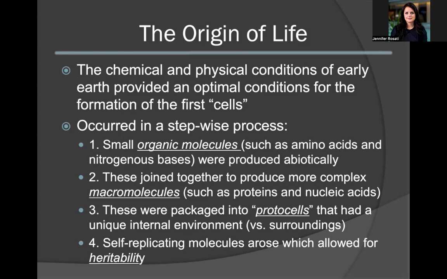These organic molecules then joined together to produce more complex macromolecules such as our proteins and nucleic acids. These macromolecules were then packaged into protocells or ancestral cells. These cells had a unique internal environment versus the surrounding environment. This was then followed by the development of self-replicating molecules, such as DNA and RNA, which allowed for heritability and for genetic information to then be passed on from one parent cell to subsequent daughter cells.